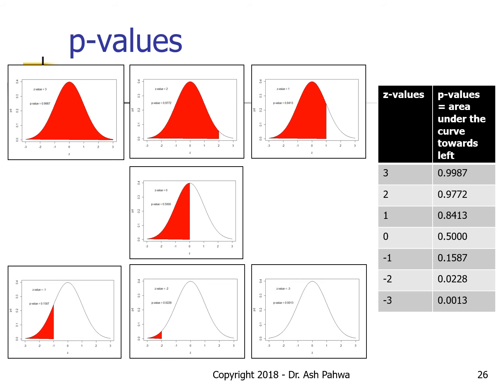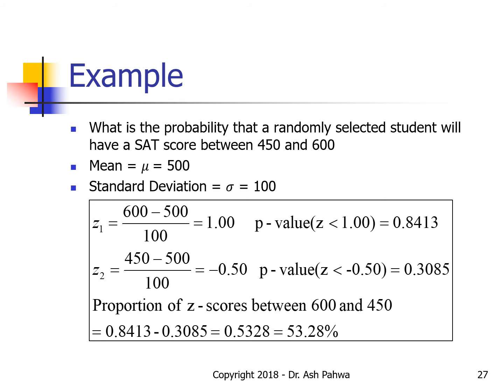Again, if our z-value is going to be -1, then the p-value is going to be 0.1587. If our z-value is going to be -2, meaning the p-value is going to be 0.0228. Finally, if our z-value is going to be -3, then the p-value is going to be 0.0013. Now let us take an example and see why these numbers we have computed of z-values and p-values are so important and are so useful as we begin to compute the probabilities.